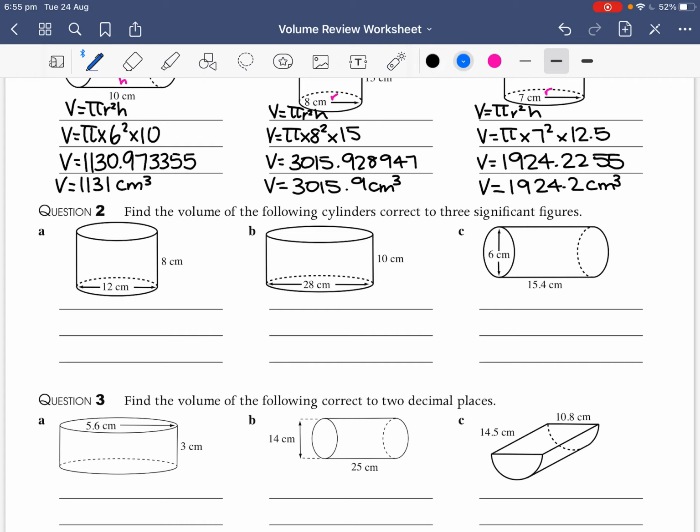For question 2, we want to find the volume of the following cylinders correct to 3 significant figures. Now for each of these cylinders, we have the diameter, so we want to find the radius by halving the diameter or dividing the diameter by 2. So for this one, we have our height of 8 and our radius is 12 divided by 2, so our radius equals 6. So same formula, volume equals pi r squared H. So volume equals pi times our new radius, which is 6 squared, times our height of 8.